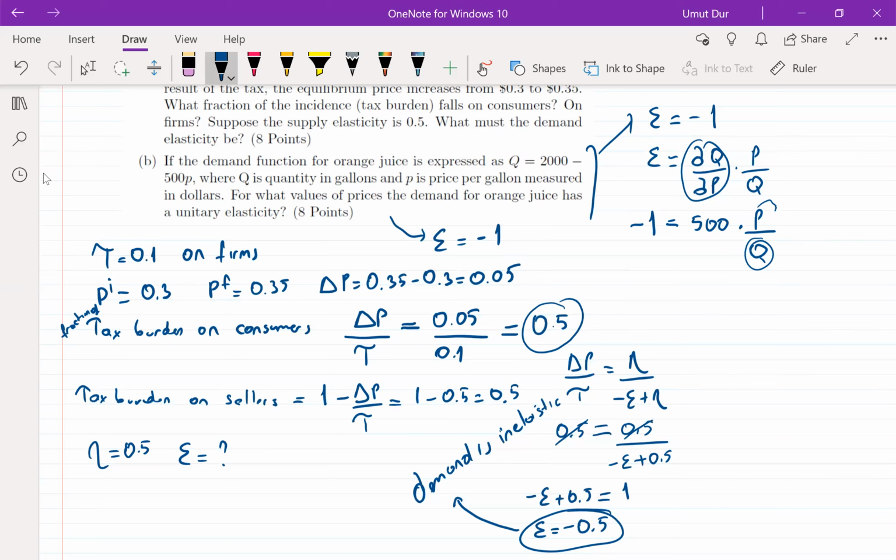Can I write Q in terms of P? Yes. So by using what can I write Q in terms of P? Is there something that will help me here in the question? The demand function is given. Exactly, the demand function is given. So I know exactly the relation between P and Q. I will just plug in this demand function here.